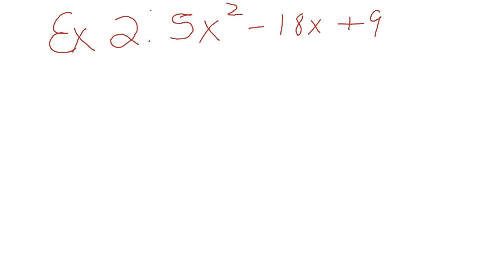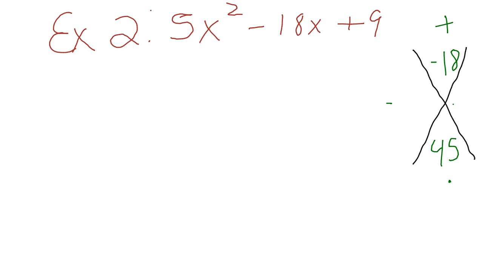Let's try another one. Example 2, 5x squared minus 18x plus 9. So our first step is to draw a diamond. I multiply a times c, so 5 times 9 is 45. And I'm going to add to negative 18. Since this is positive, but my addition problem is negative, I'm going to have 2 negative numbers.